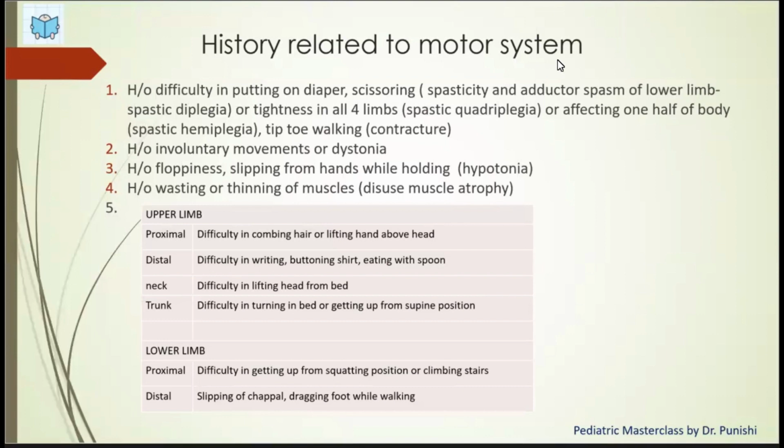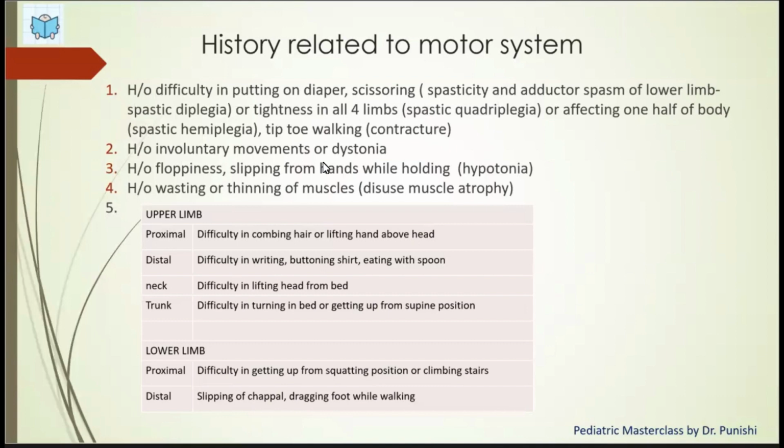So when there's increased tone, depending on what limbs are involved, whether it's involving the lower limbs, involving all the four limbs, involving one half of the body, you'll be able to say whether this is a type of spastic diplegia, quadriplegia, or hemiplegia.